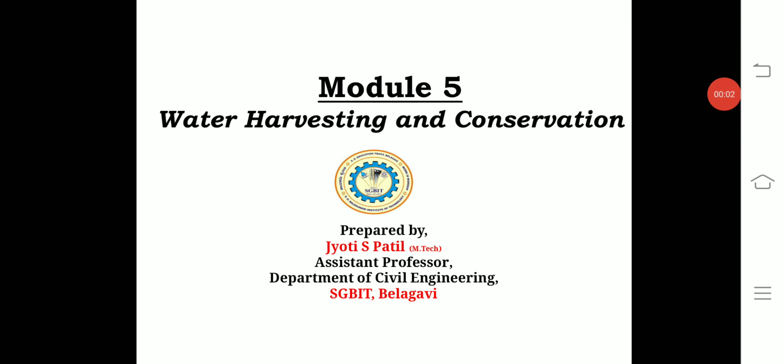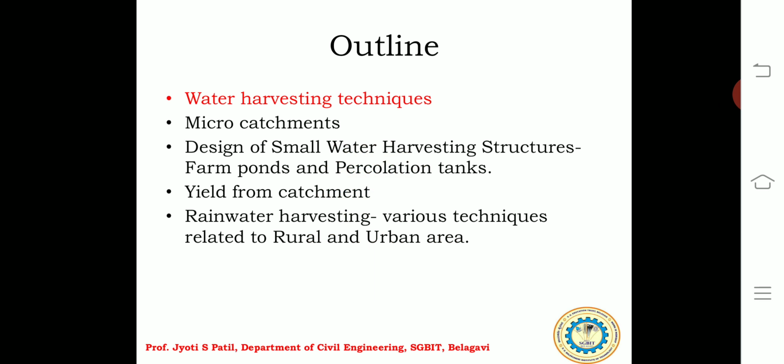Hello students. Today we will be discussing module 5, that is water resource management, on water harvesting and conservation. The outline of today's class goes like this: water harvesting techniques, micro catchments, design of small water harvesting structures, that is farm ponds and percolation tanks, yield from catchment, rainwater harvesting, that is various techniques related to rural as well as urban areas. But in today's class we'll be addressing only water harvesting techniques.